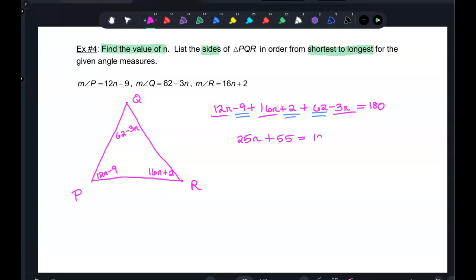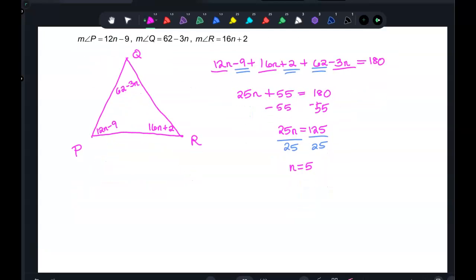The numbers are kind of big, but it works out to a nice whole number. So I'm going to subtract 55. So 25n equals 125. We do get 5. Okay, let's plug this in. So 12 times 5 is, what's 12 times 5? 60. What's 60 minus 9? 51. So this angle ends up being 51 degrees.